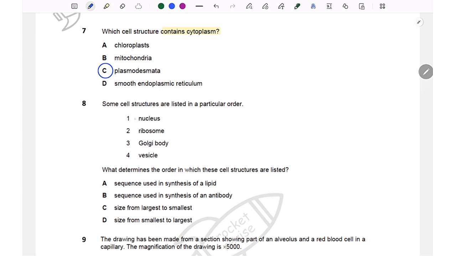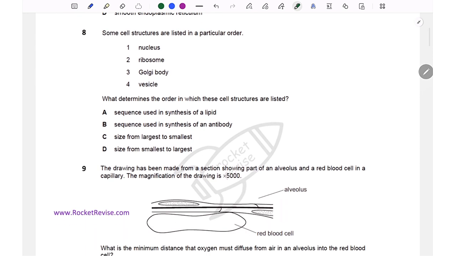Question number 8. Some cell structures are listed in a particular order. You have nucleus, ribosome, Golgi body, and vesicle. What determines the order in which these cell structures are listed? So you need to figure out what this order is for. So you have sequence used in synthesis of a lipid. So synthesis of lipid, by the way, is SER. But you can see we don't have SER, smooth endoplasmic reticulum, given. So that's not going to be our answer.